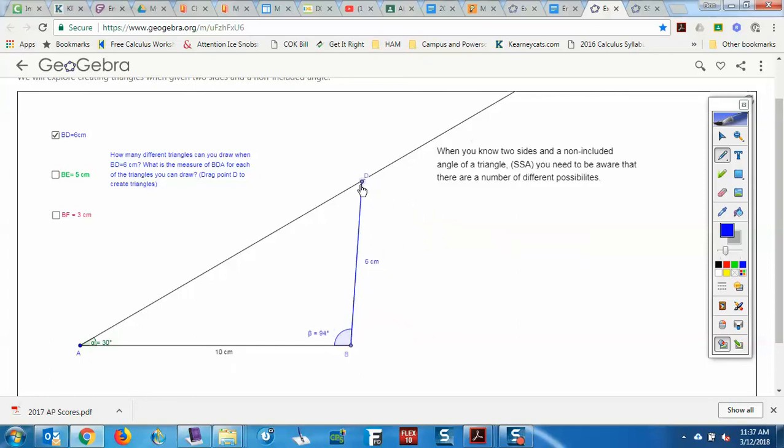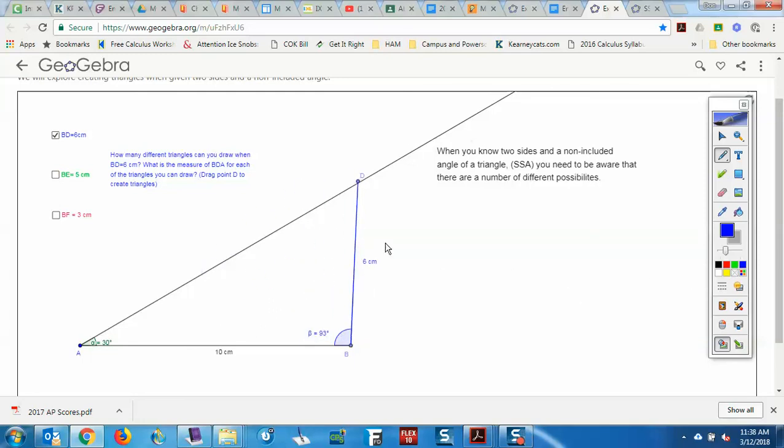Now it's long enough to hit once there, at about 93, or more like 94 maybe. And then it'll swing and it'll hit again right there. There's two possible triangles. Again, both those triangles I just showed you have an angle that's 30, a side here that's 10, and a side across that's 6. So I give you the 30, the 10, and the 6, and you don't know if it's that triangle or that triangle. See? That's the difference.